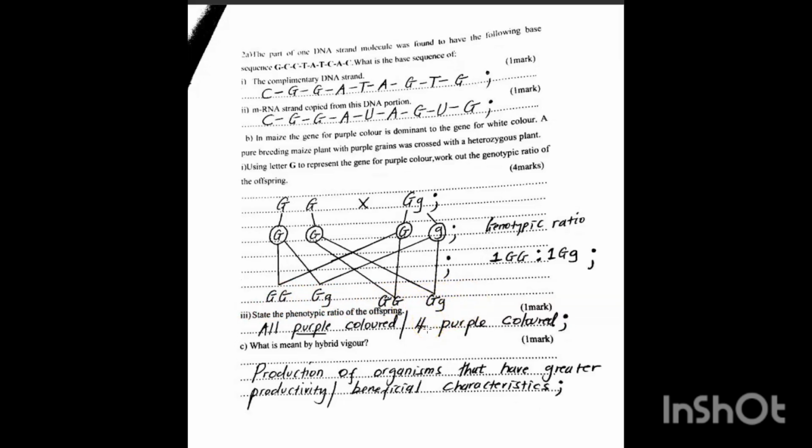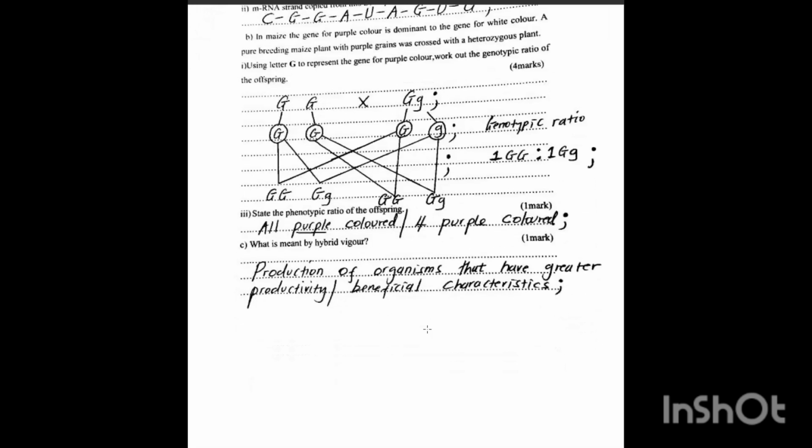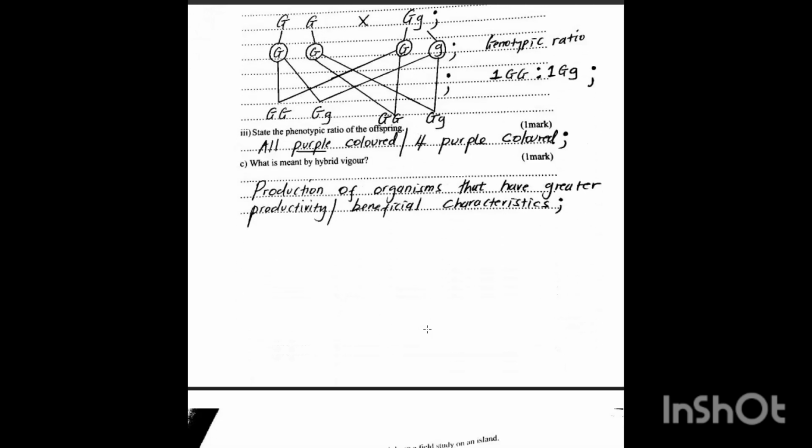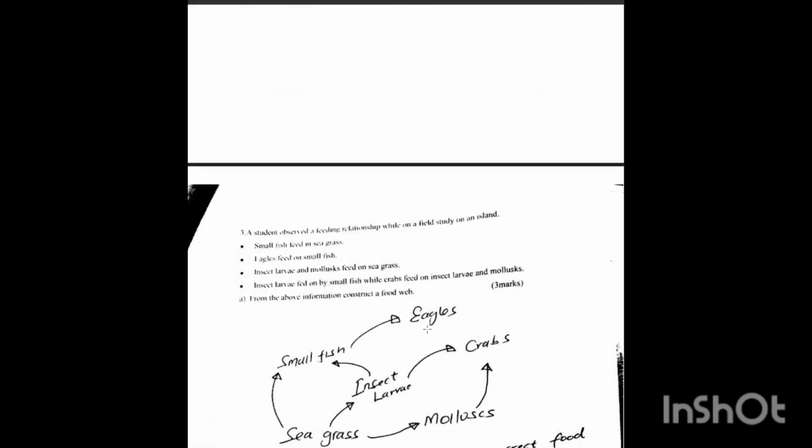So the next question, you are asked what is meant by the term hybrid vigor. So it is production of organisms that have greater productivity or organisms with beneficial characteristics.